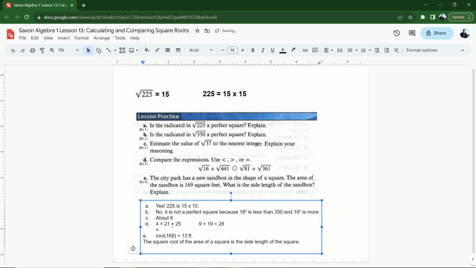And I can double check that because if you multiply the side length times itself, in other words, 13 feet squared, you should get the area of the sandbox. Hold on one second. You get the area, 169 square feet. So I can kind of prove backwards that it is indeed 13 because the area was 169, and I have to square 13 to get back to 169. 13 feet is the side of the sandbox.